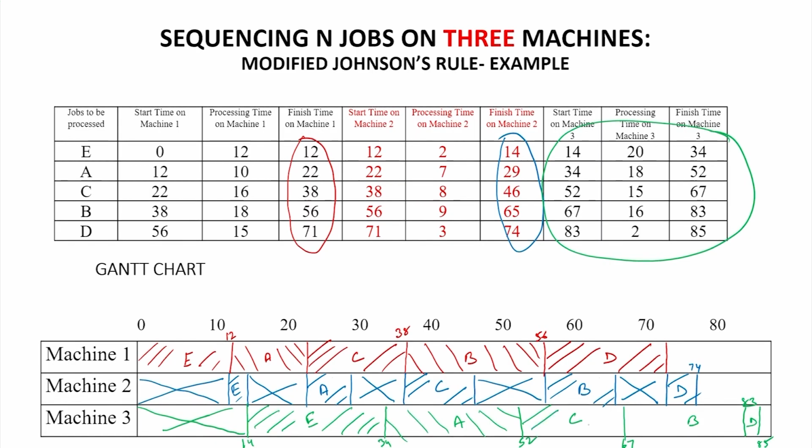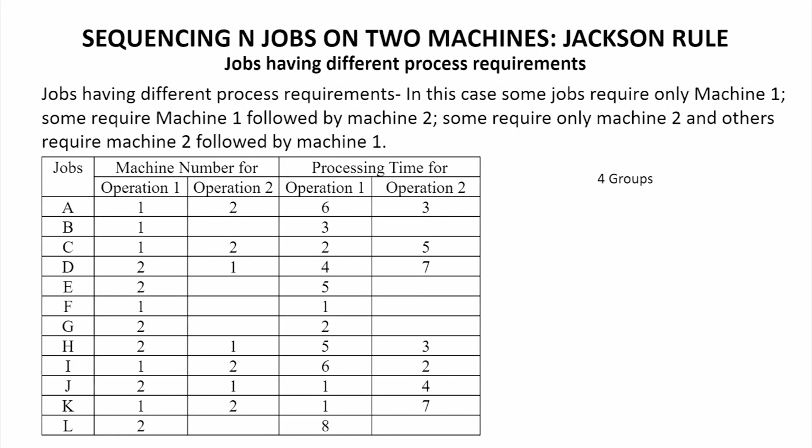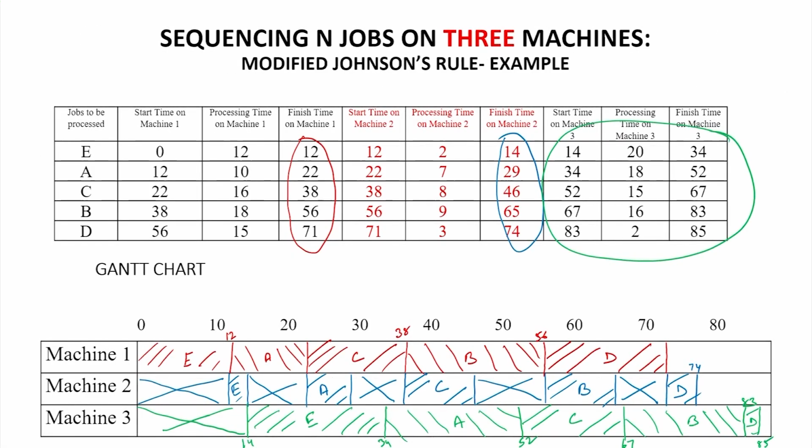By getting the optimal sequence, we are able to complete all the 5 jobs in 85 time units. So, this is how we can apply the Gantt chart, and we can do the modified Johnson's rule.